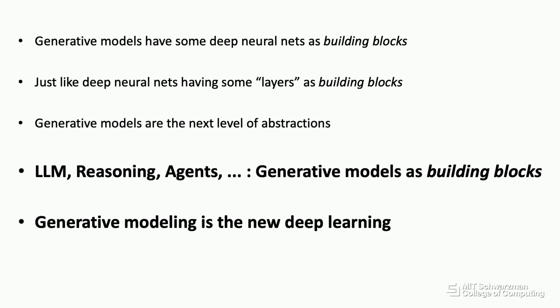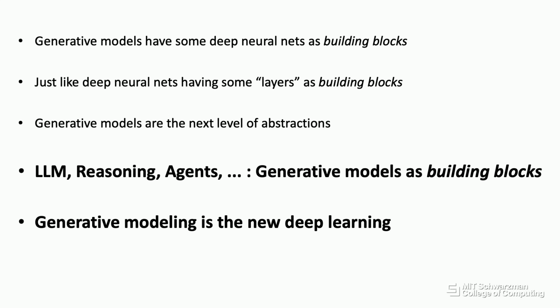This would be the last slide of this talk, but I just want to give some high-level ideas and convey some of the most important messages in my mind. As we have seen, generative models have deep neural networks as their building blocks, just like deep neural networks have layers as their building blocks. Ten years ago, research in deep learning was mainly about these layers, such as convolutions, activation functions, normalizations, self-attention layers, etc. That is the research of about one decade ago. And then we have generative models, and generative models become the next level of abstraction.